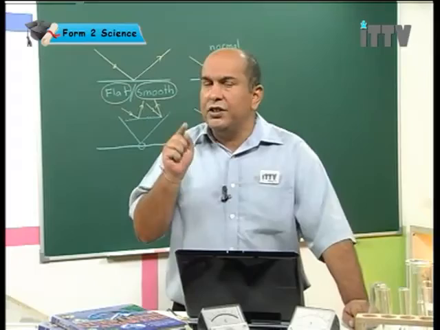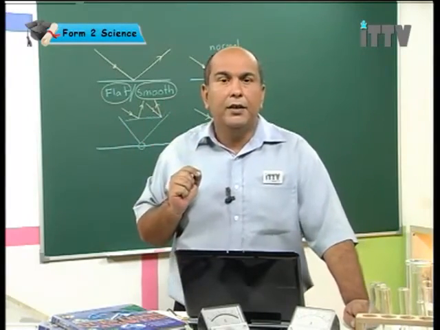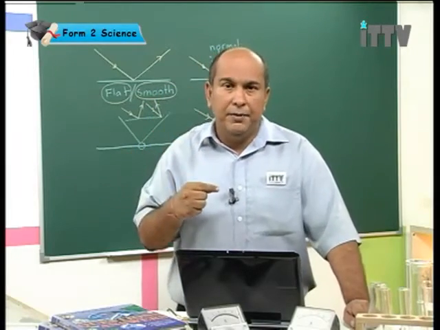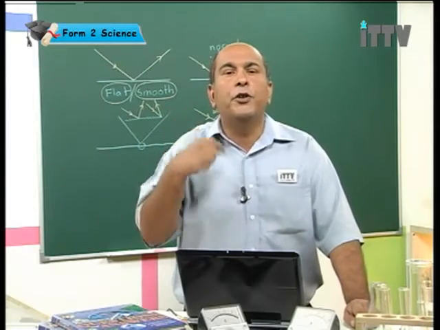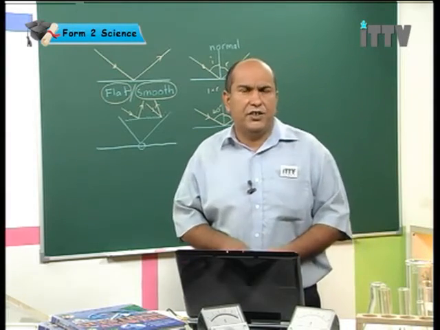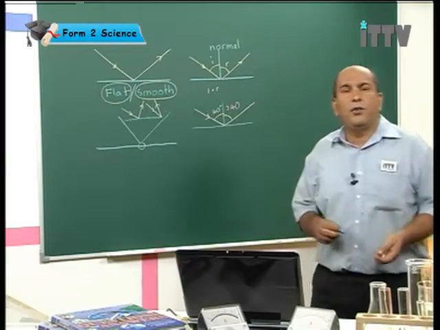Remember, with reflection, we needed an opaque medium because the light was going to bounce back. With refraction, the light is going to go through the medium or through the object, but as it does this, it is going to bend slightly. Refraction of light occurs when the speed of light changes. So, why is it that the speed of light changes? Well, let's jump back to the board over here and try to explain it.